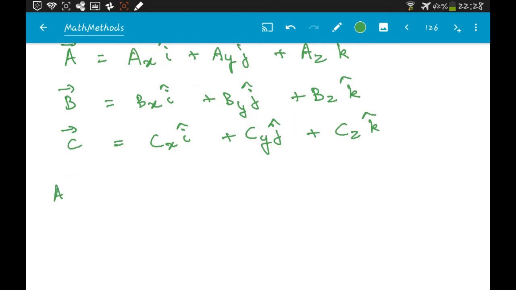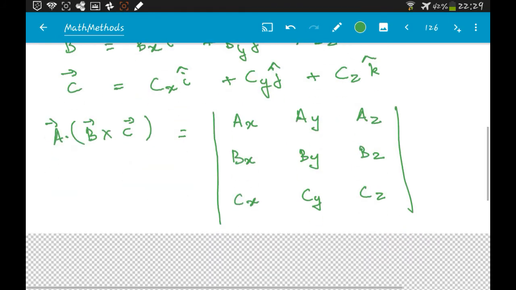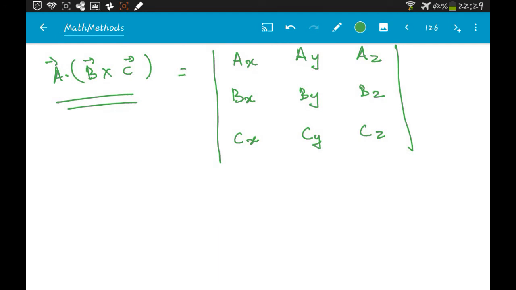Now we have to do A dot B cross C. So this is going to be, you have AX, AY, AZ, BX, BY, BZ and CX, CY, CZ. Essentially you have to calculate the determinant of this matrix, and this will give you your triple scalar product.